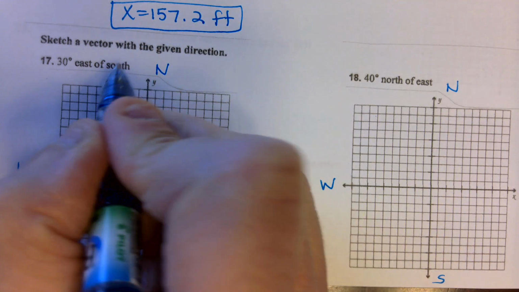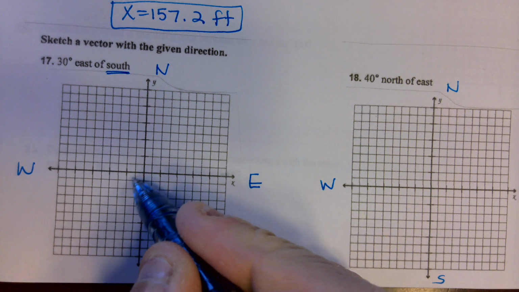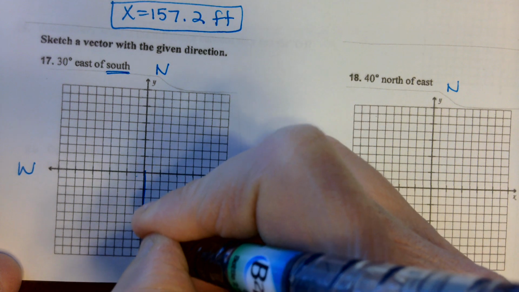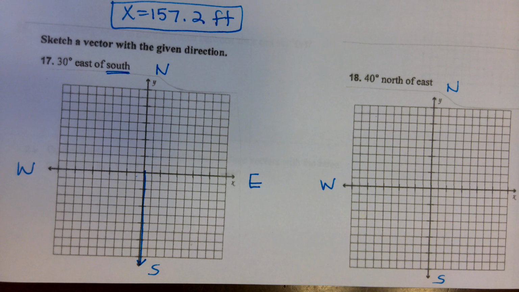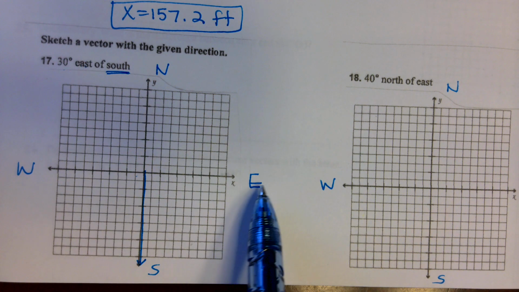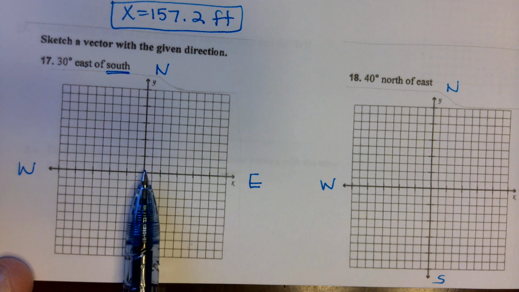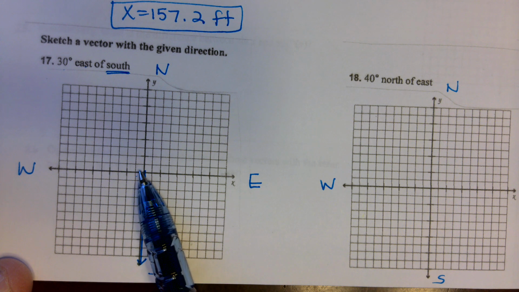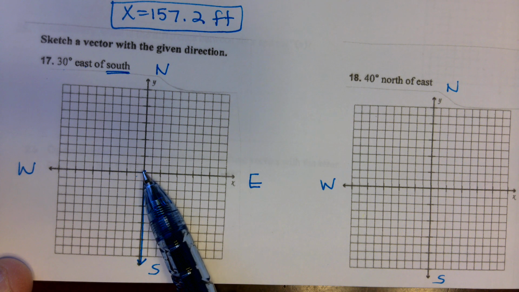Okay. Now, 30 degrees east of south. So you want to go to this first. You want to go to south. Okay, here's south. I want to go 30 degrees east of it. Well, east is this direction. So my vector is going to go 30 degrees like that.